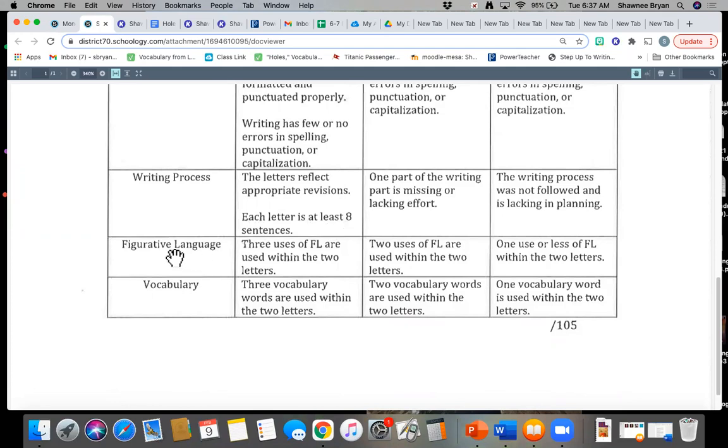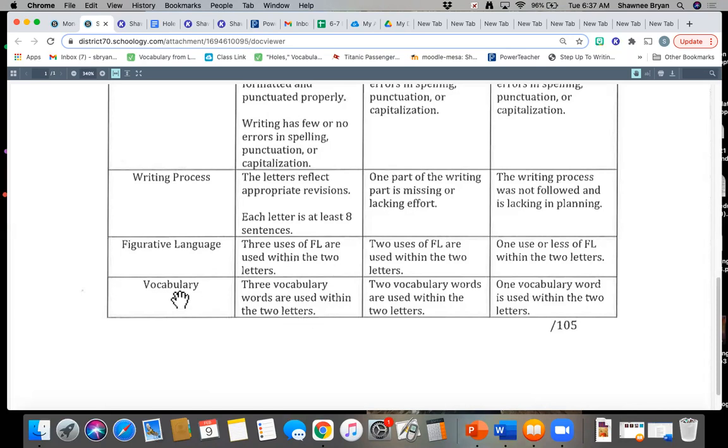Figurative language, you are going to provide 3 uses of figurative language within the 2 letters. It doesn't matter how you disperse them as long as there are 3 total. You do have figurative language notes in your composition notebook. These are things like similes, metaphors, personification.